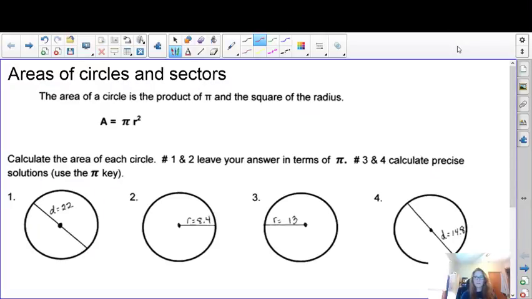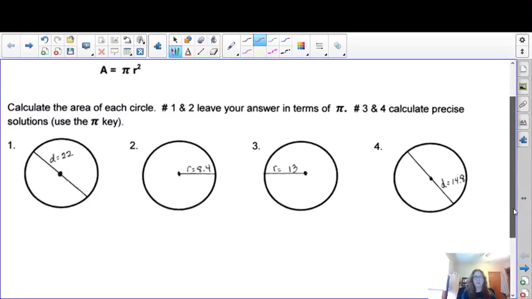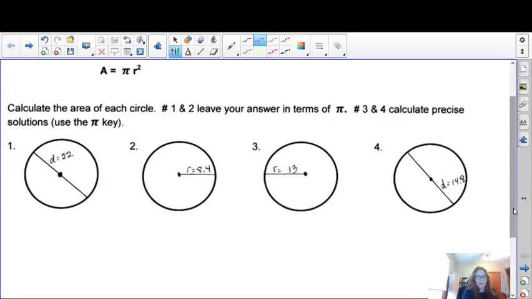All right, guys, today we're going to go ahead and talk about area of a circle and a sector. So to determine the area of a circle, you take the radius squared times pi, as we see right here. Now, in the last video that we talked about, when we dealt with circumference, it didn't matter if I had radius or diameter. However, with my area formula, I have to have radius.